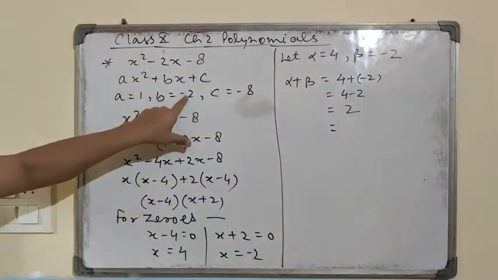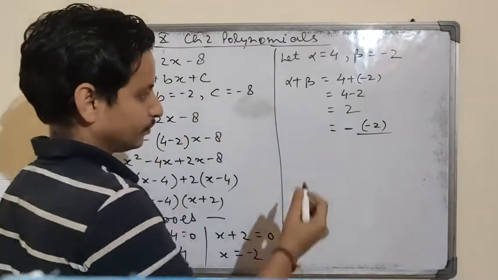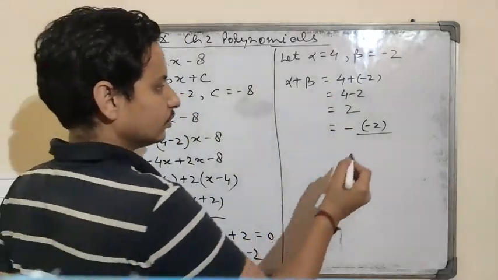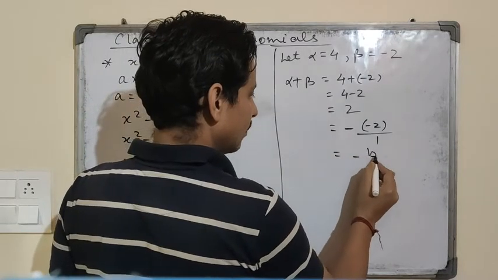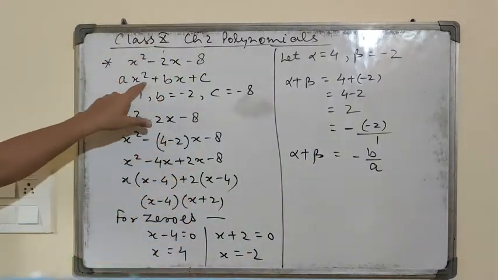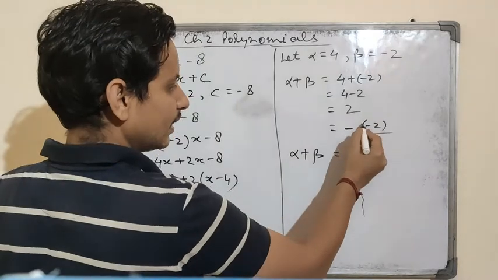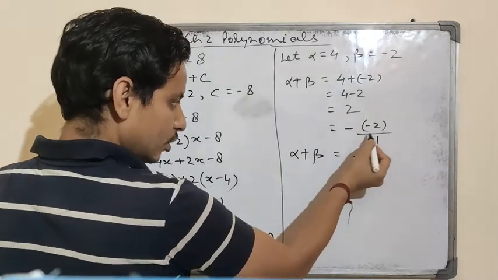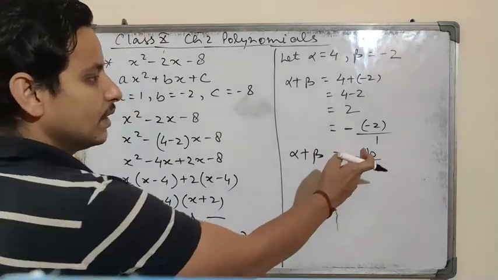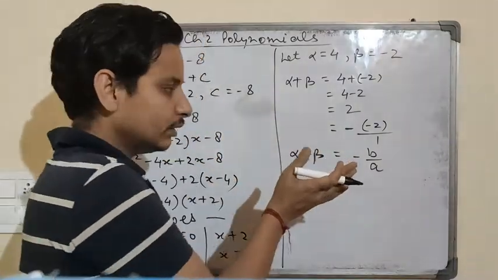Now I have b equal to minus 2. So what I have to do, I put a minus sign before this 2, and a equal to 1 here, so this will become minus b upon a. Alpha plus beta equal to minus b upon a. You can see from here that b equal to minus 2. यहाँ पे b क्या है? माइनस 2 है, और a क्या है? 1. तो मैंने 1 माइनस 2 यहाँ पे लिया और एक माइनस मैंने बाहर लगाया, और डिनोमिनेटर में मैंने क्या लिया? 1, that is 1. So it becomes alpha plus beta equal to minus b upon a. b is minus 2 and a is 1. So this is the first relationship between the zeros and coefficients.